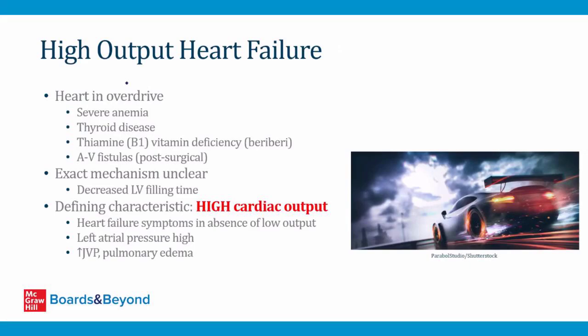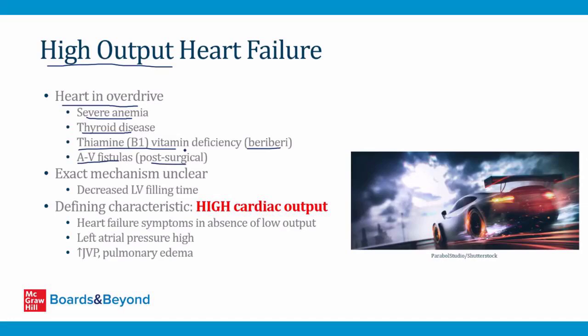different from systolic and diastolic heart failure, and that's called high output heart failure. So high output heart failure occurs when the heart is in overdrive and it's beating very fast and contracting very vigorously. You can see this in patients who have severe anemia. You can also see this in patients who are hyperthyroid. It's also been described in patients who have vitamin B1 or thiamine deficiency. This is a condition called beriberi, and it can lead to high output heart failure. You can also sometimes see it in patients who have AV fistulas post-surgically.